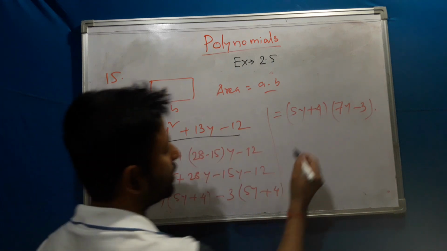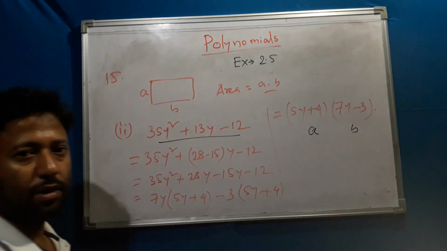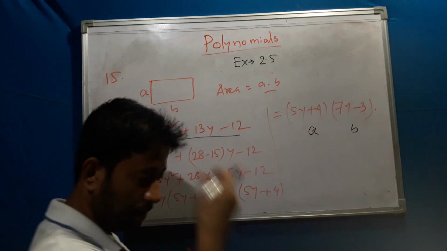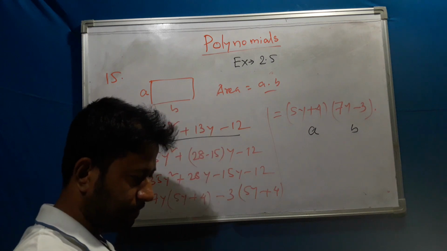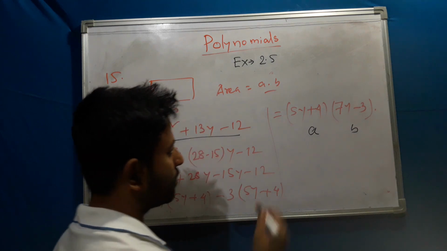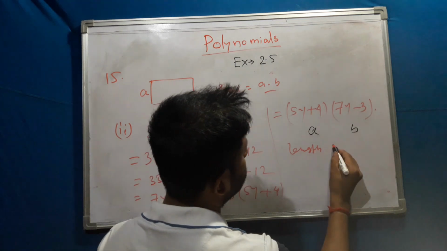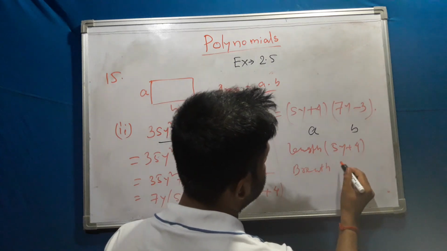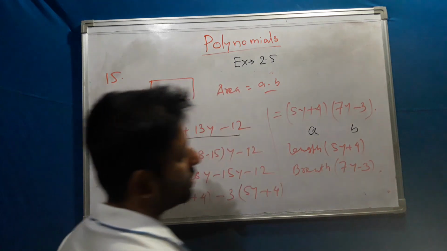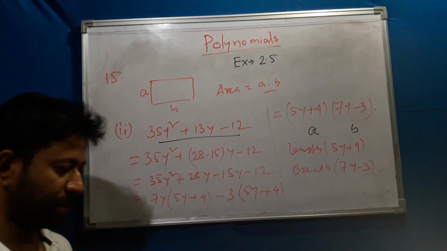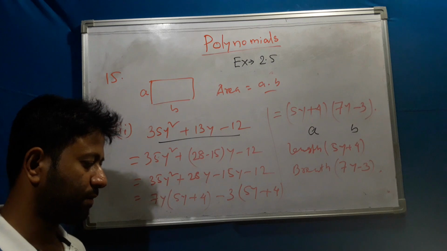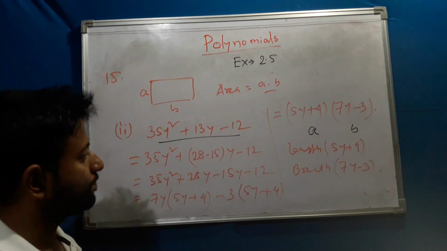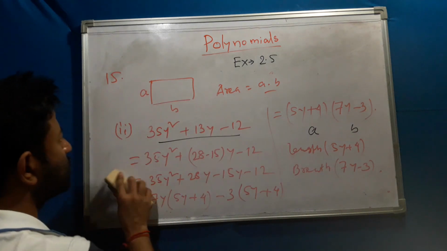Now see, this expression I can write in the form of a into b. So what will be the rectangle's area? Since they are asking about the sides, length and breadth, I can take length as 5y plus 4 and breadth as 7y minus 3. Okay, so in this manner I can solve the other questions also. The first question is 25a square minus 35a plus 12. So I can also solve this one. So very quickly I'm solving that first question also.